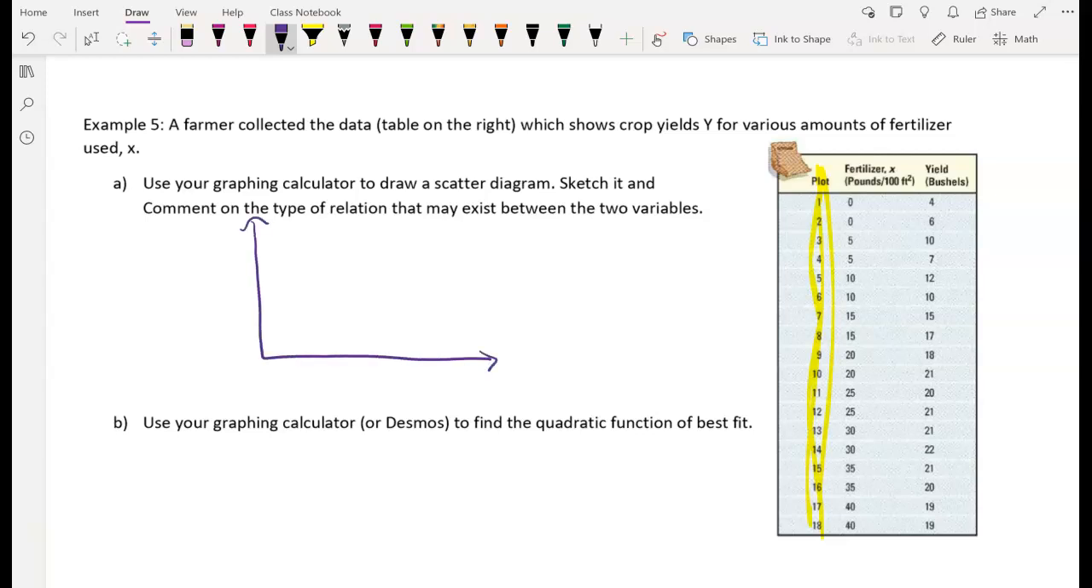Okay, your X is going to be fertilizer, so label your X-axis and Y-axis. Your Y is going to be the bushels yield. We are starting at 0 up to 4, so it's going to be something like that, with a bunch of dots in a quadratic. Pretend that's this. It says comment on the type of relation. It is going to be a quadratic relationship.